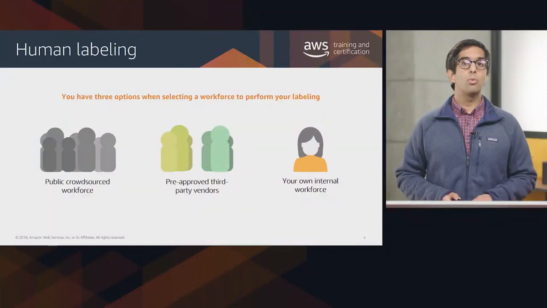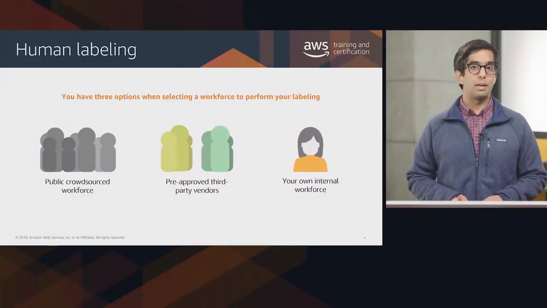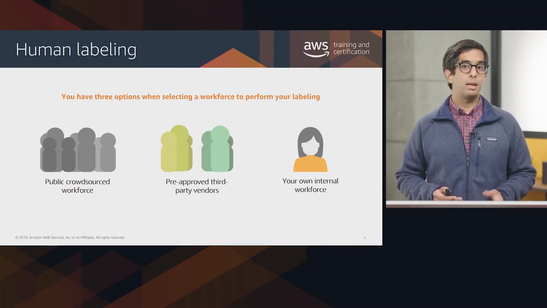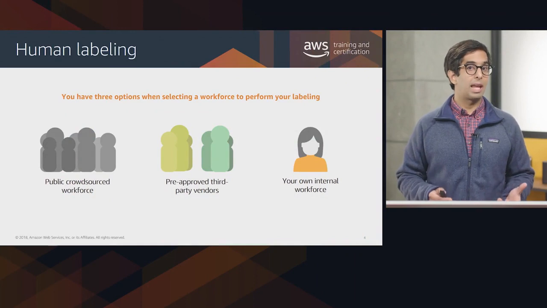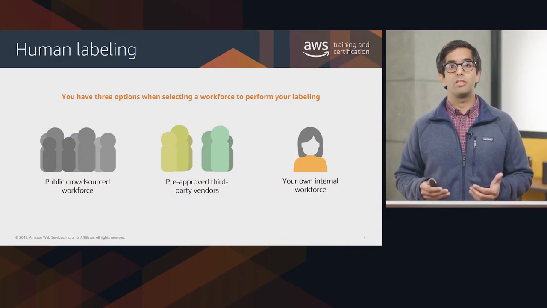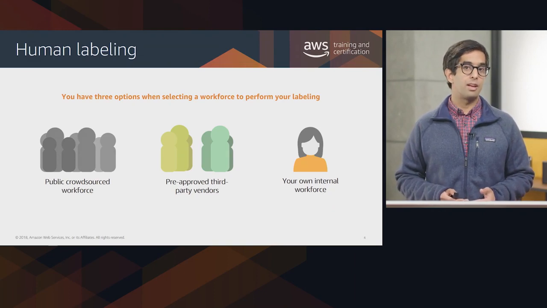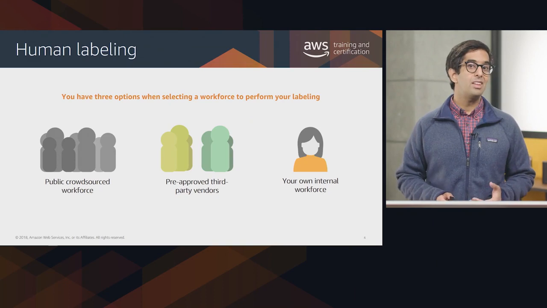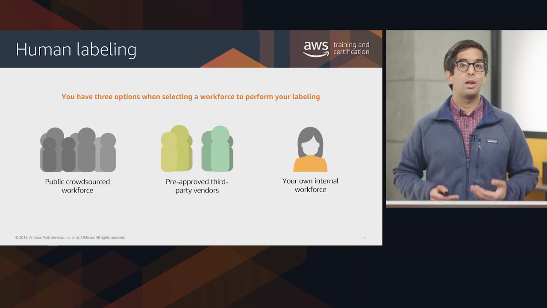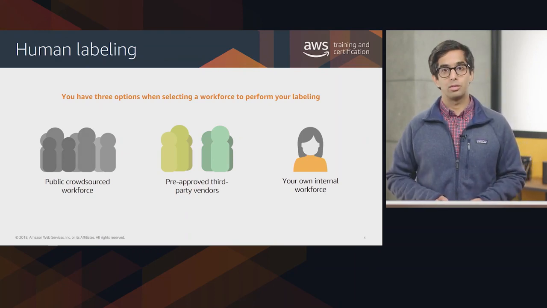So when selecting a workforce to perform labeling, you have three choices. You can send the labeling task to the public Mechanical Turk crowdsourced workforce. You can use one of the pre-approved third-party vendors that are listed on the AWS Marketplace. And you can even bring your own internal workers. And what that actually means is that we host a labeling application on which you can onboard these workers.